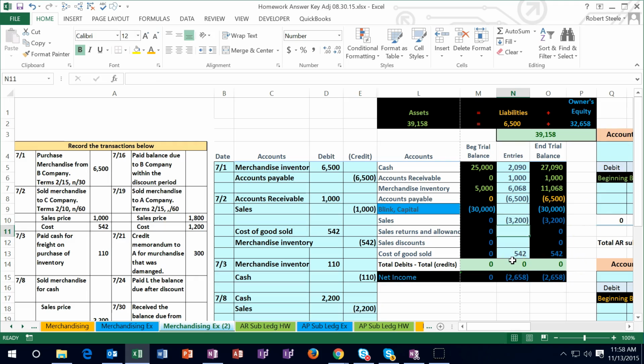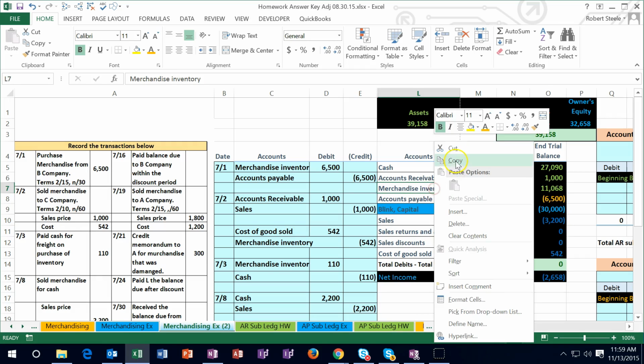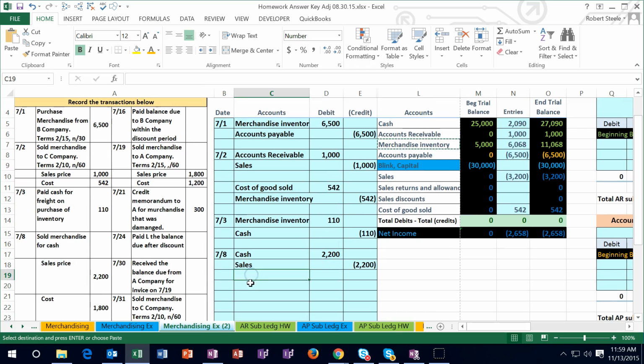Now we're going to have to say that, well, the inventory must have gone down because we gave inventory away. Inventory has a debit balance. We need to make it go down, so I'm going to do the opposite thing to it, which in this case is a credit. So I'm going to copy that. I'm going to skip a line. Here's where the new journal entry starts, but I'm going to put it on the bottom.